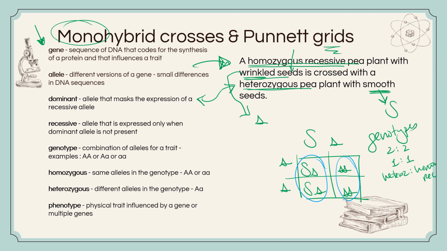I could also say that we have some phenotype ratios. The phenotypes will again be 50%, or 2:2, or 1:1. 50%, these will be smooth seeds, and 50%, these will be wrinkled seeds. Feeling good? Feeling good.